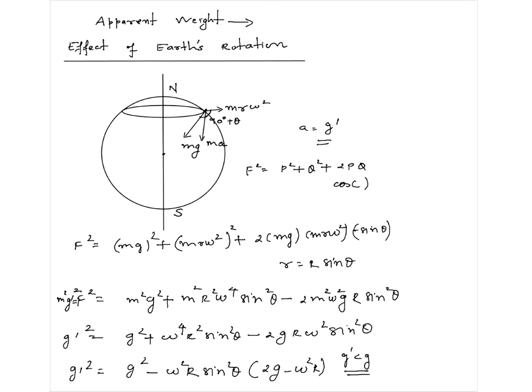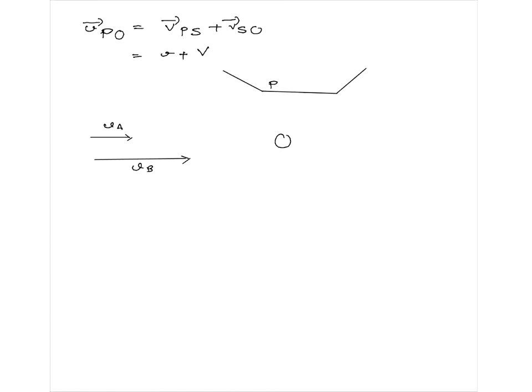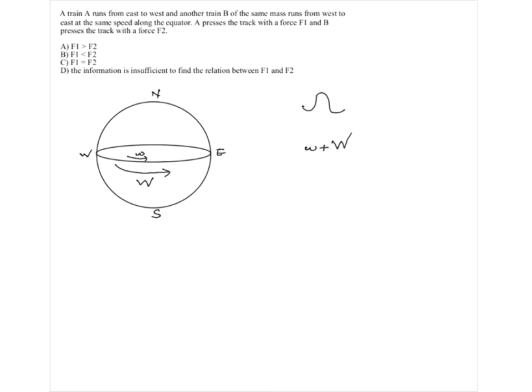Look at this discussion. Higher omega means higher centrifugal force. We are talking about equator here. Fine. So if I take this point into consideration, this is a centrifugal force. This is the Earth's attraction mg force and normal reaction. This is a normal reaction.